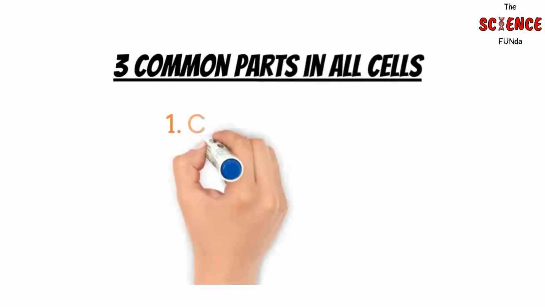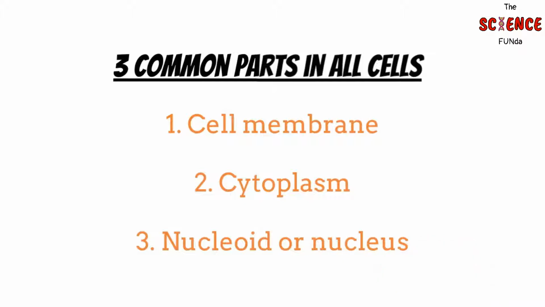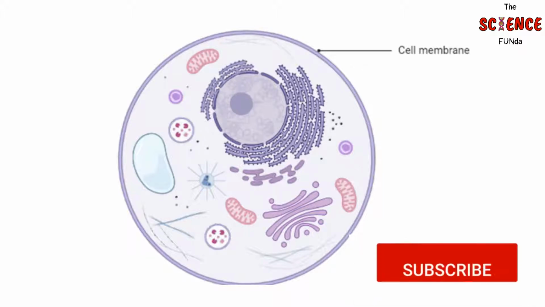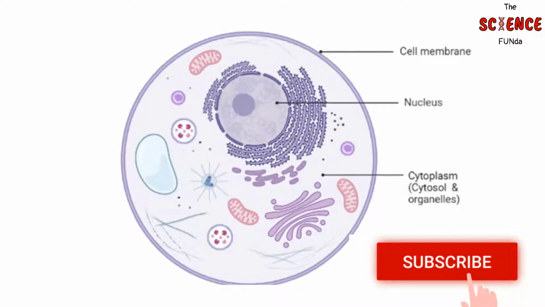The parts of cells that are common in all cells are cell membrane, cytoplasm and nucleoid or nucleus. The cell membrane encloses a cell and separates its contents from its surroundings. The two primary regions on the inside of the cell are cytoplasm and nucleus. The cytoplasm, which comprises the cytosol and the organelles, is a semi-fluid matrix that fills the interior of the cell. Nucleus or nucleoid is the part of the cell which contains DNA, the genetic material.